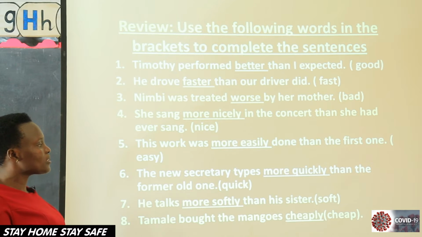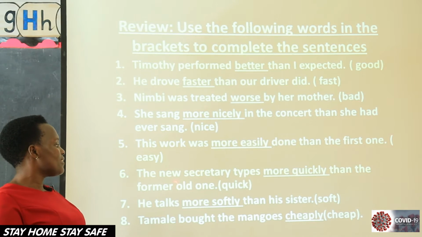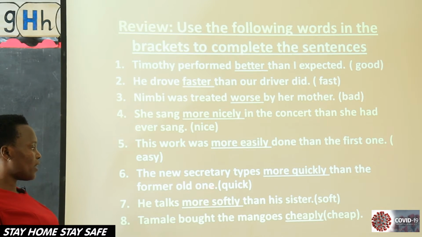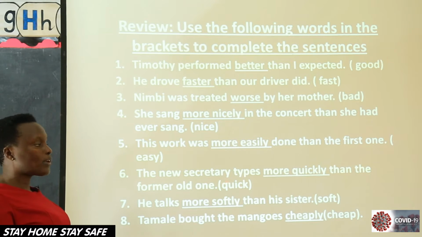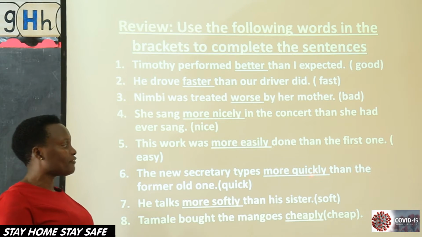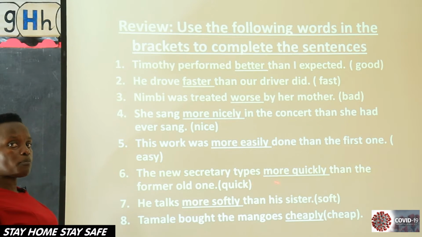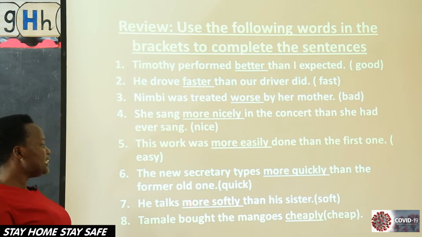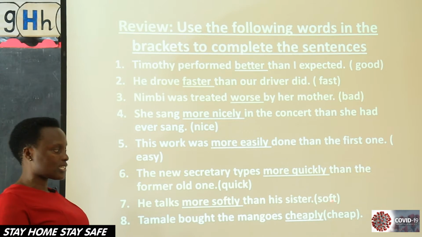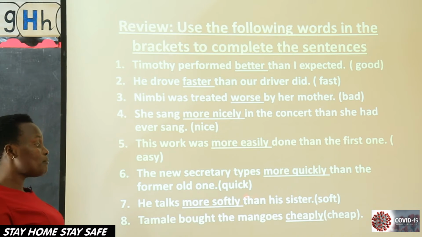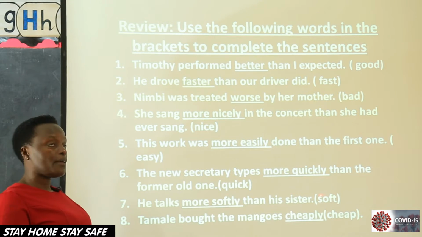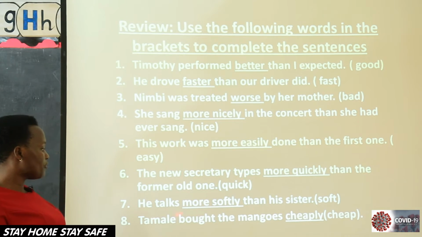The new secretary types more quickly than the former one, the old one. Quick. So from quick, we form the adverb quickly. Then from quickly, the comparative more quickly. He talks more softly than his sister. Soft. We first form the adverb softly. Then we form the comparative more softly.